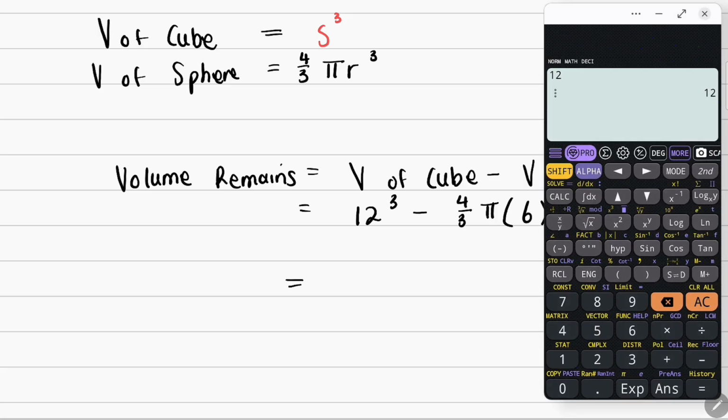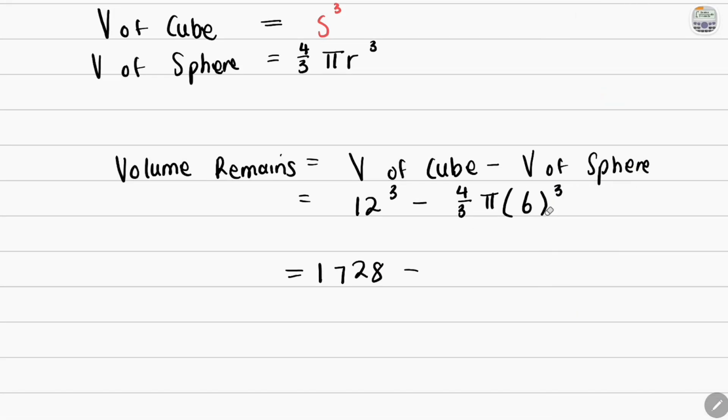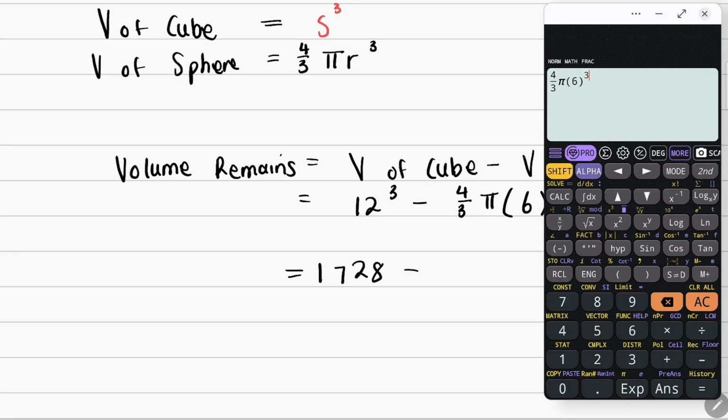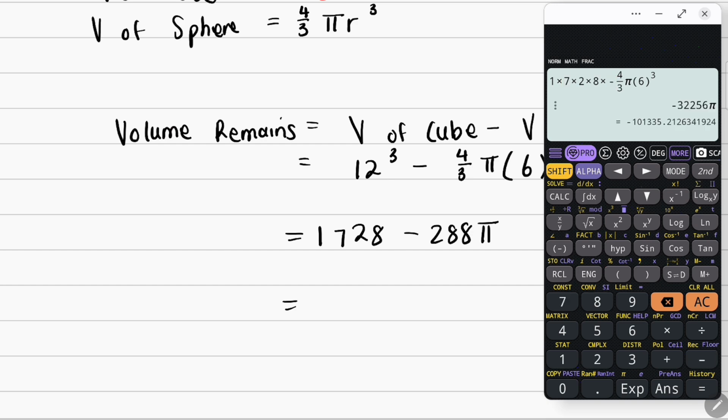If we say 12 to the power of 3, that gives us 1,728 centimeters cubed, of course. And then let's find this separately. I'll just write that in terms of pi. So that's 288 pi. And then finally, if we subtract them, in front of that I'll just say 1,728 minus this is, okay, there we go. It was just multiplying. I don't know why.